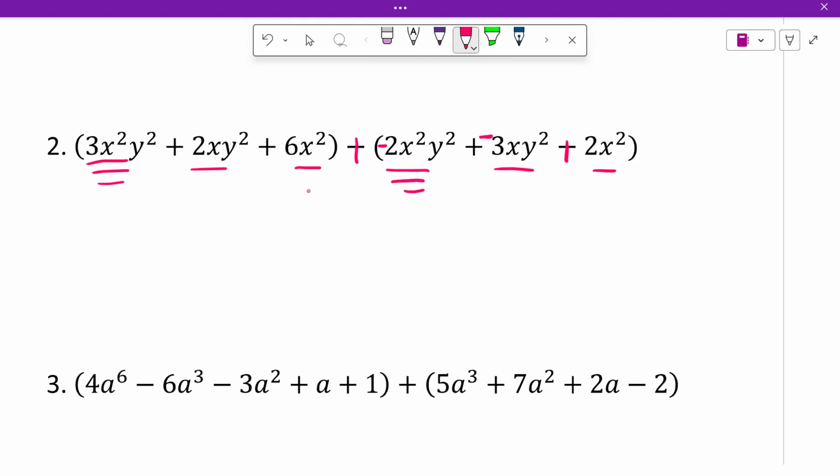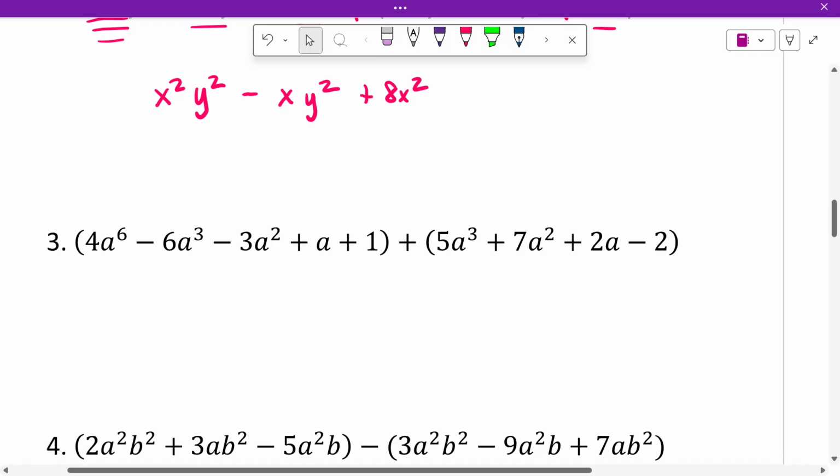first, what's 3x squared y squared plus a negative 2x squared y squared? Do I have to put the 1 in front? No. What's 2xy squared plus a negative 3xy squared? Negative 1xy squared. Do I have to put the 1 in front? No. What's 6x squared plus 2x squared? Easy peasy lemon squeezy.